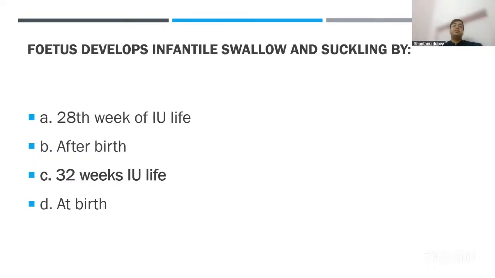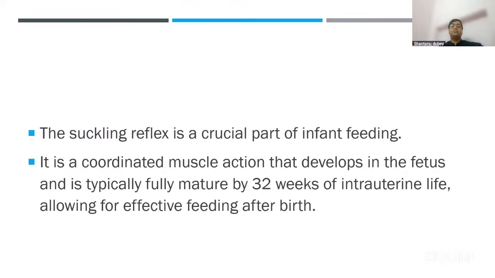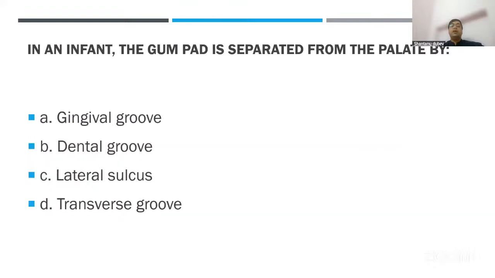Fetus develops infantile swallow and suckling by the age of 32 weeks in intrauterine life. Okay, this is something that I missed in that table, so do remember this. There are some things that you have to purely mug up. There's no other option. In an infant, the gum pad is separated from the palate by gingival groove, dental groove, lateral sulcus, transverse groove.